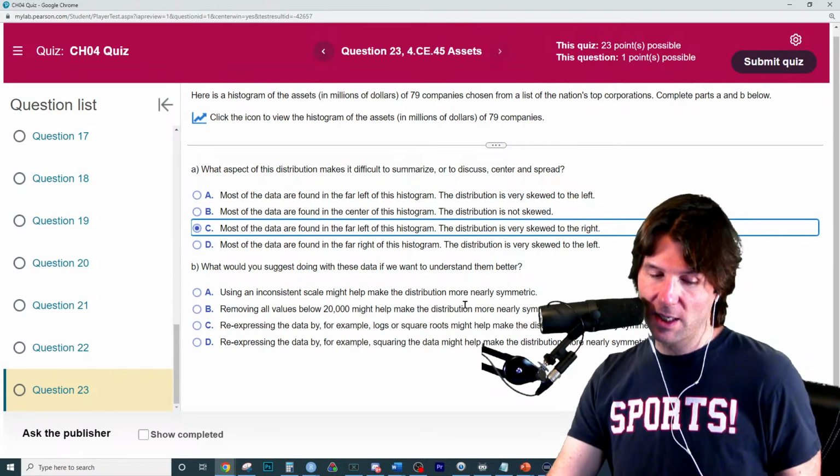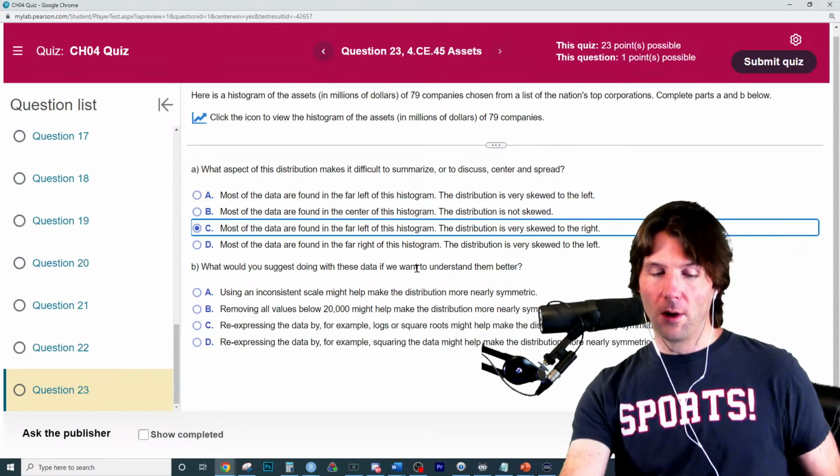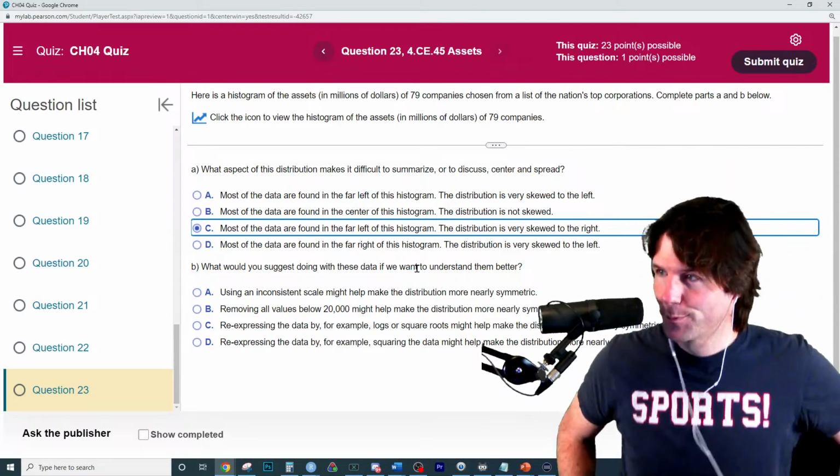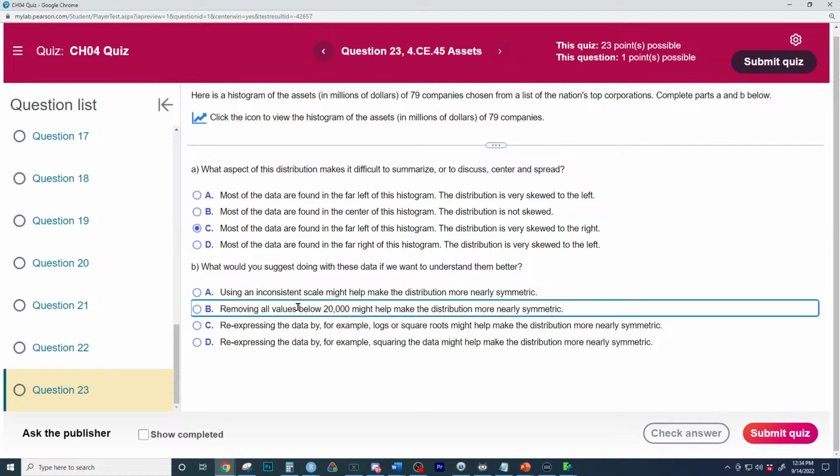So what would you suggest doing with these data if you want to understand them better? Gotta love some subjective questions. Do we just toss out outliers, yes or no? No, that's an obvious no. Never do that. That's a no, no, no.